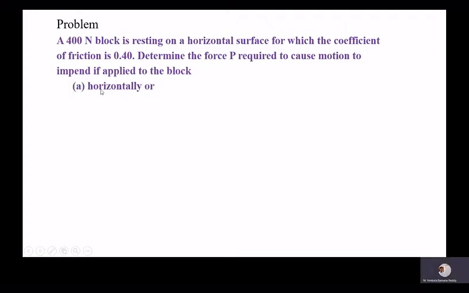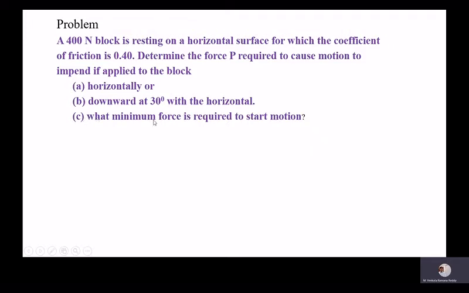That is, the force applied is horizontal, that is the first case. The second case is the force applied is downward at 30 degrees with the horizontal. And the third case is what minimum force is required to start the motion. Here, this is the surface on which the block is placed. The first case is the force applied is horizontal. This horizontal force P, that value is to be found out under the first case.